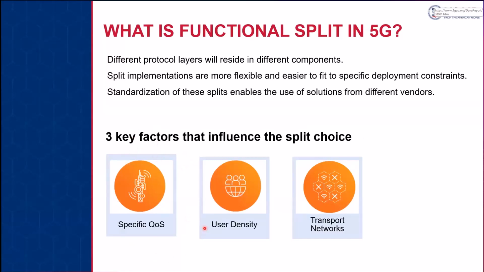First is the specific QoS per service. There are services that require instant responses from the network, and there are services that are not time sensitive. So it depends on the specific QoS. Second, the number of users in a specific area, so user density. Some areas have a lot of traffic that congests the network, or some areas have few people but require heavy data usage. So it depends on the user density.